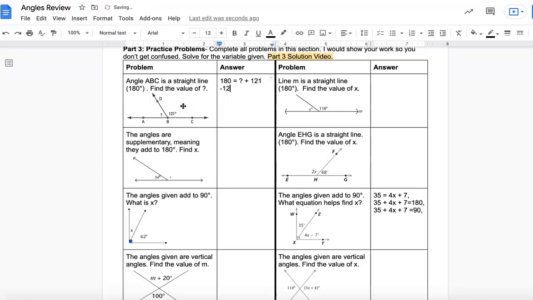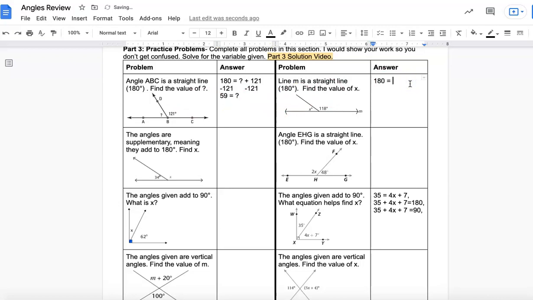So you're going to subtract 121 from both sides to isolate the question mark, which you can pretend is an X, or you can just pretend it's a question mark. 180 minus 121 is equal to 59, which is the measure of the missing angle.